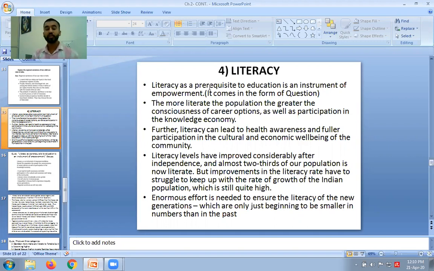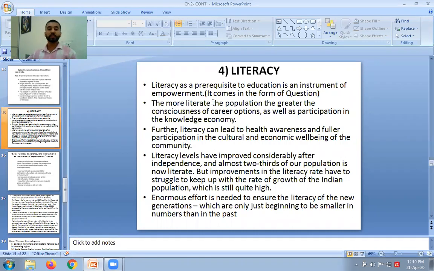But we need to be literate in order to gain knowledge, in order to acquire wisdom, right? Because when we are literate, we have the ability to read and write. And when we read more and more material, or try to understand more and more material, we eventually become educated, right? It's written here that literacy is a prerequisite to education, meaning literacy is a very important or necessary thing for education. And literacy is an instrument of empowerment.